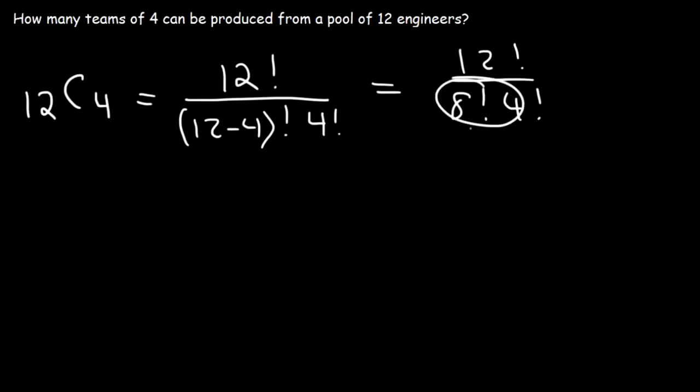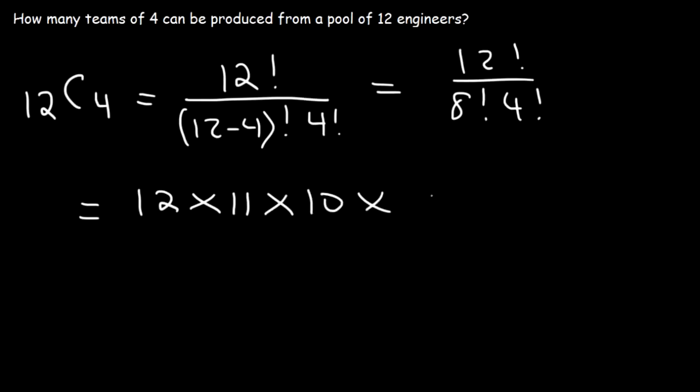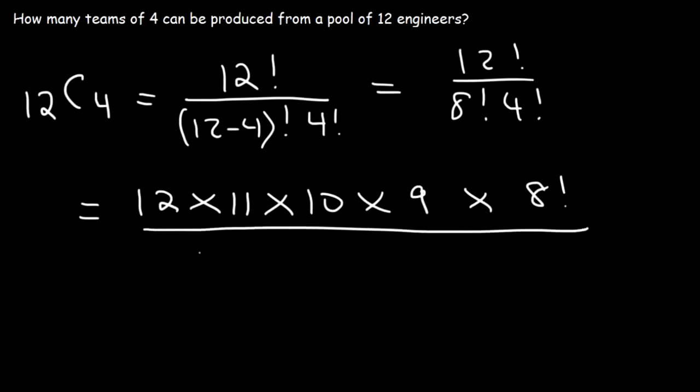Notice that you have an 8 factorial on the bottom. So you want to write 12 just before you get to 8. So 12 factorial is 12 times 11 times 10 times 9 times 8 factorial, because 8 factorial will go from 8 to 1, and you don't need to write all of it. Stop at 8 factorial because we can cancel it in the next step. Now 4 factorial, I'm going to write that out. That's 4 times 3 times 2 times 1.